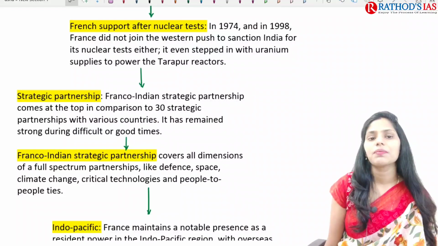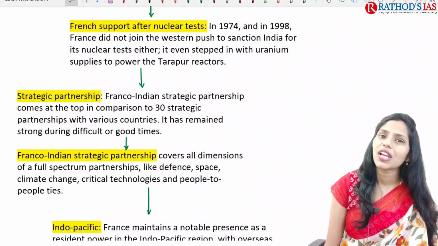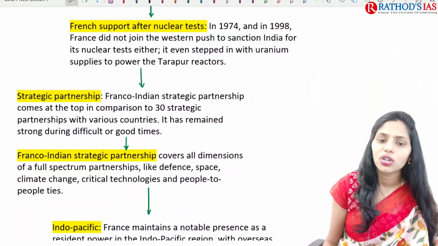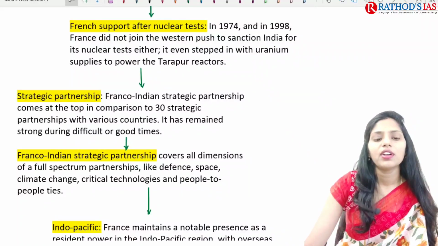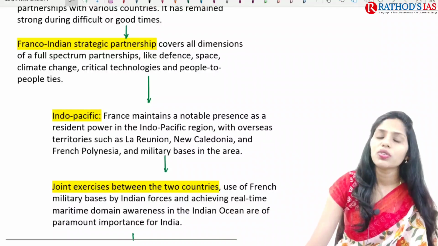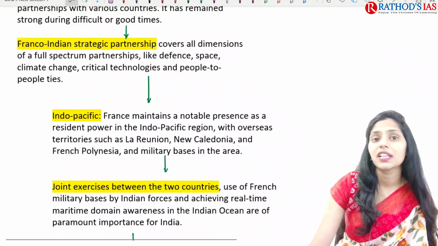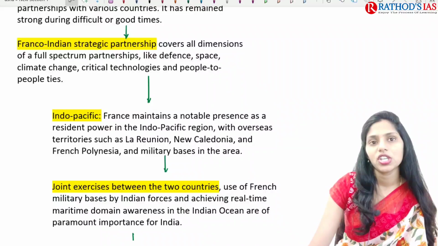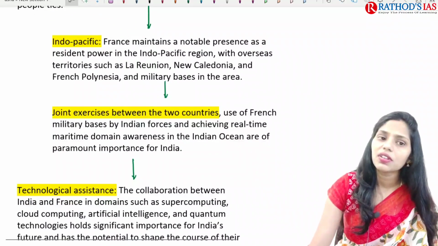And next one is strategic partnership. The Franco-Indian strategic partnership is one of the top priorities among France's 30 strategic partnerships with various countries. And the next one is that the Franco-Indian strategic partnership covers different dimensions like partnership in fields like defense, space, climate change, critical technology, people-to-people ties, etc. And next one is the Indo-Pacific.